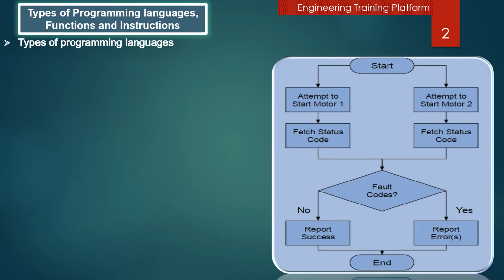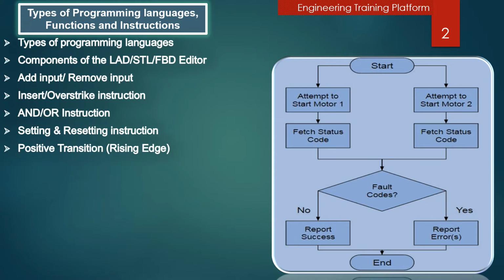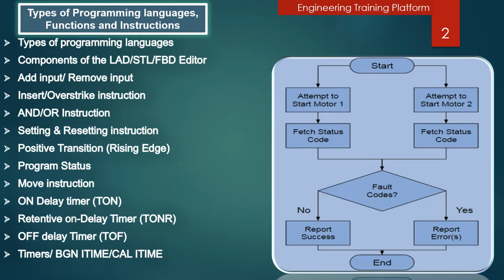This part continues the training of S7-200 PLC, and in this presentation we are going to discuss types of programming languages, functions and instructions, which contains the types of programming languages, components of the ladder logic, statement list and FBD editors, how to add inputs and remove inputs, insert and overstrike instructions, AND gate and OR gate instructions, setting and resetting instructions, positive transition, program status and use of move instruction, on delay timers, retentive on delay timers, off delay timers, timers begin and call instruction, and counter instruction.